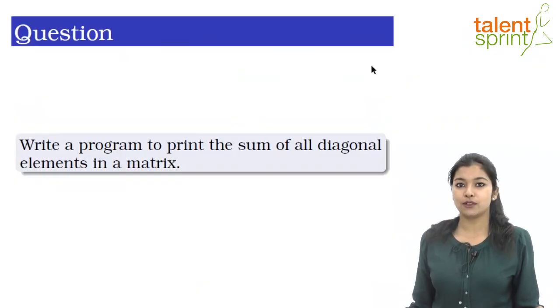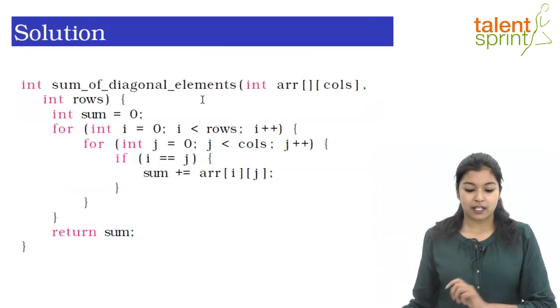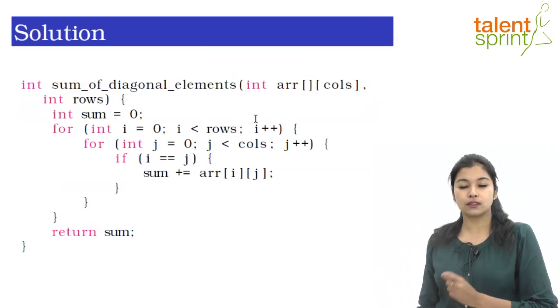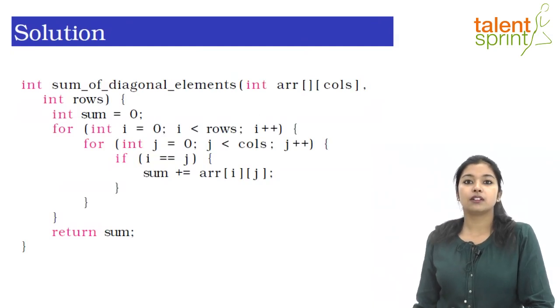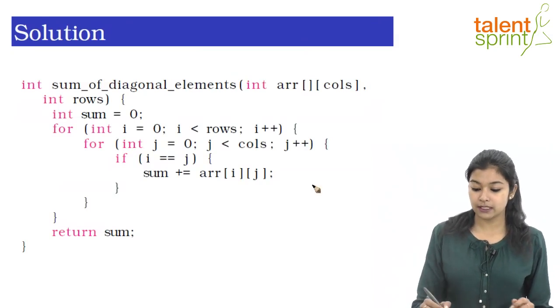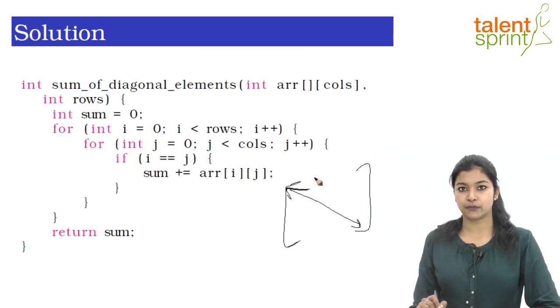In today's video, we are going to take a look at a program to print the sum of all diagonal elements in a matrix. As you see, we have written the function sum of diagonal elements, that is taking the matrix as input parameter, as well as the number of rows in the matrix. Now to calculate the sum of diagonal elements, we are here talking about only the prime diagonal. So if this is a matrix, this is the diagonal we are referring to.